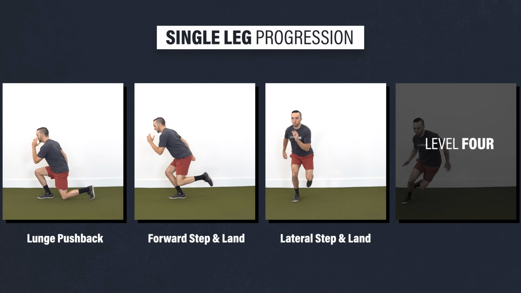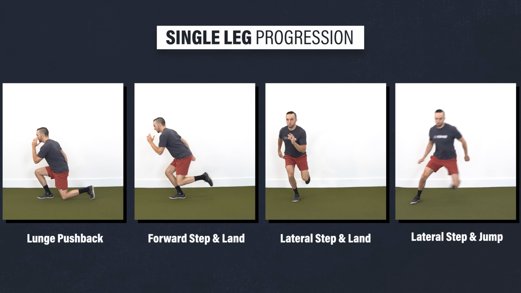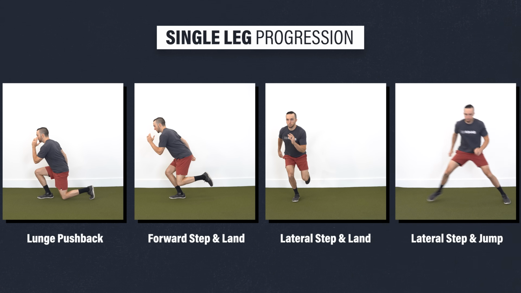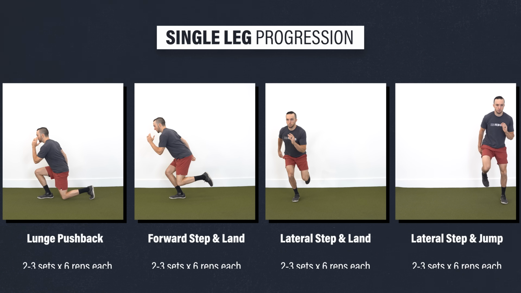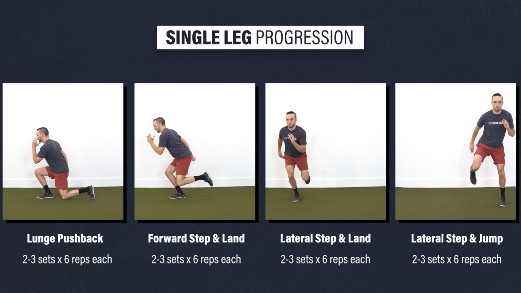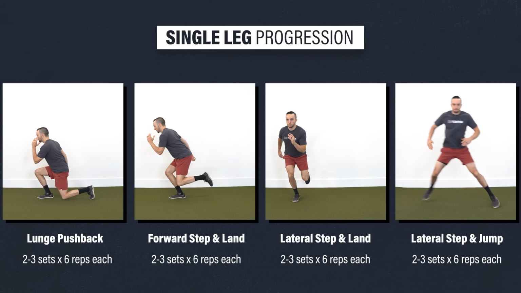Step back and repeat. And level 4, lateral step and jump. Jump off one leg, land on the other, and then immediately jump back to the starting leg. For each level, perform for 2 to 3 sets of 6 repetitions on each leg.